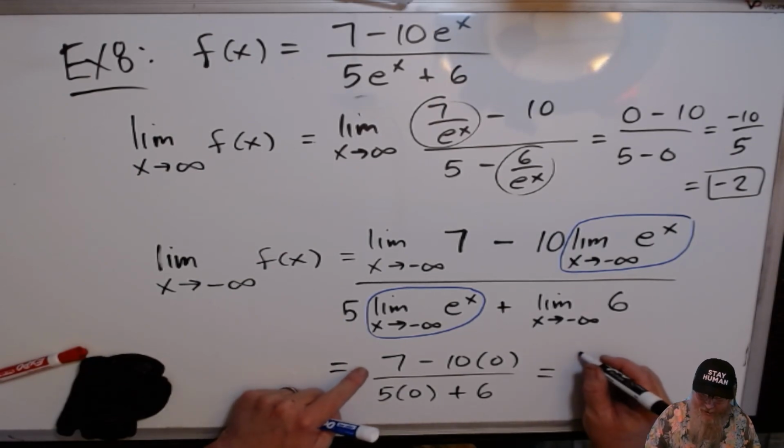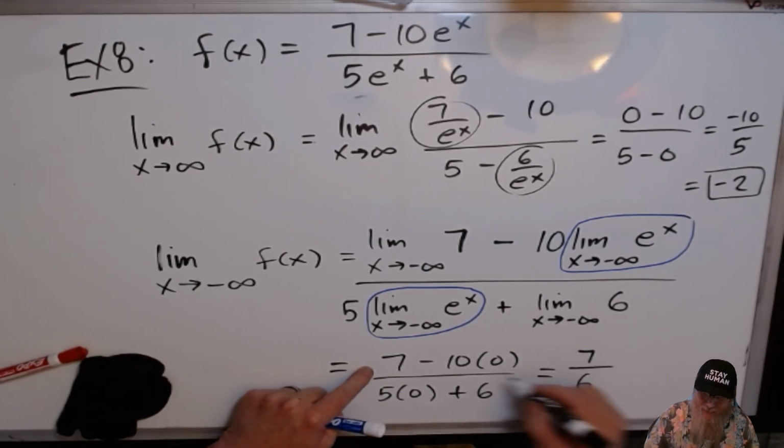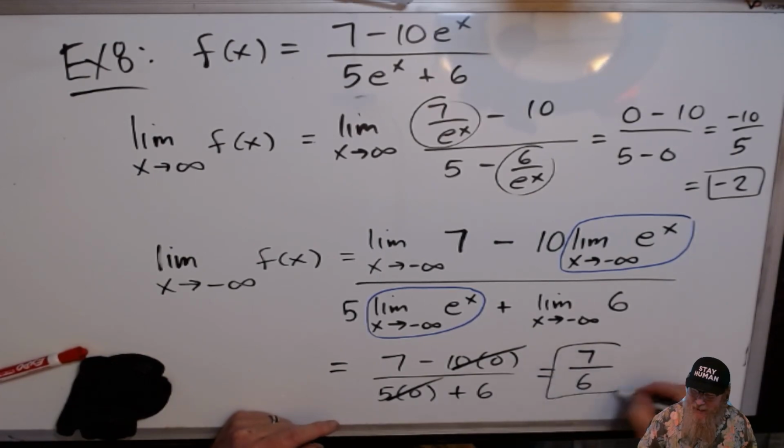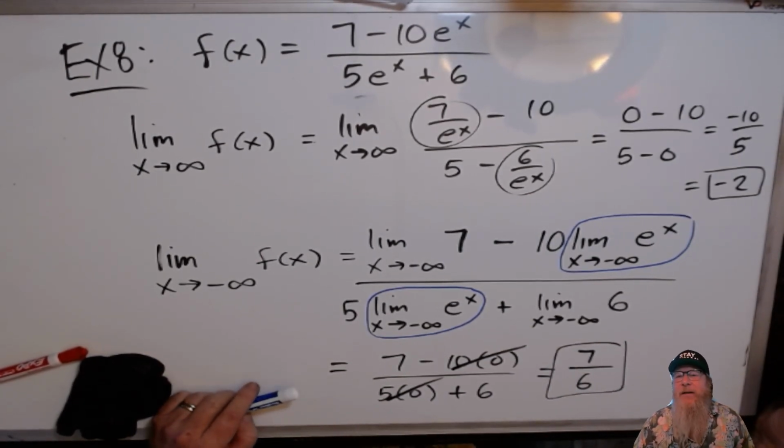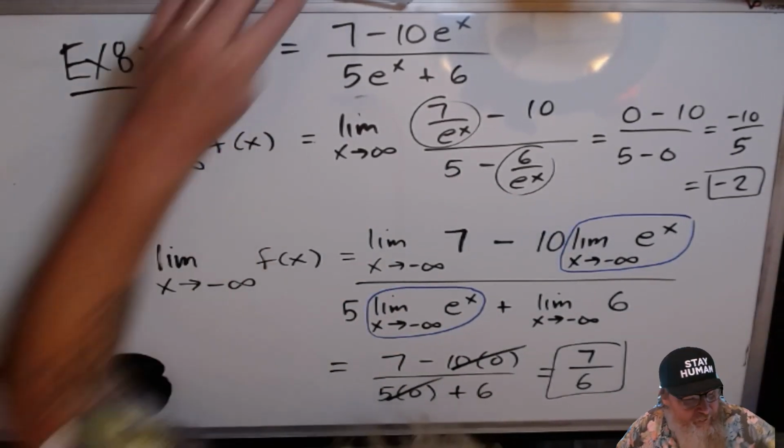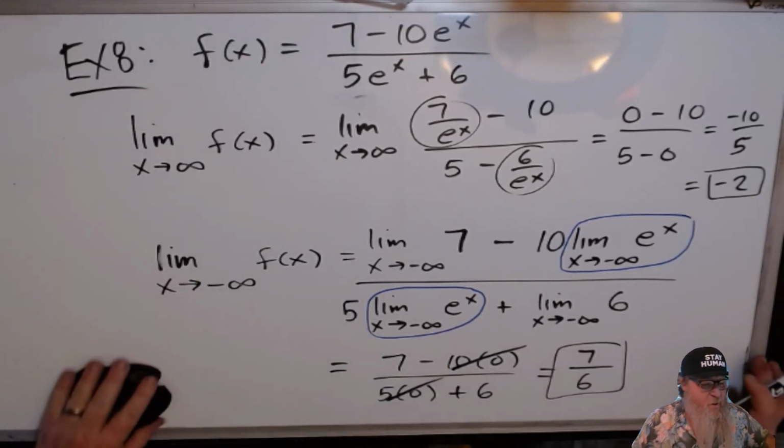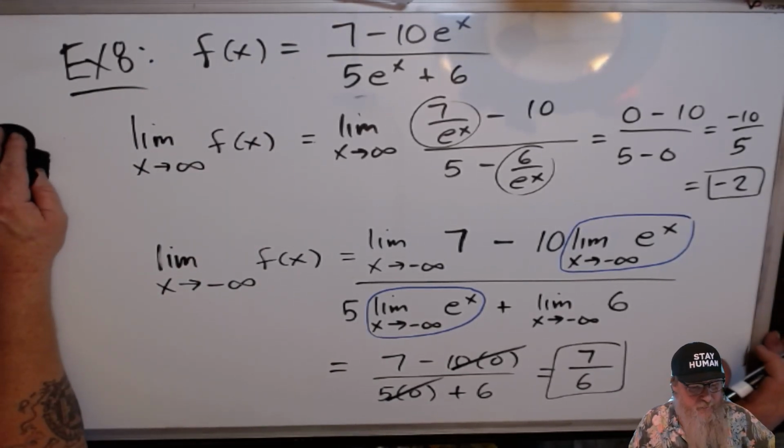All right, so this clearly goes to 7 over 6 because these are going to cancel and I get a second asymptote. So this type of graph has 2 horizontal asymptotes.